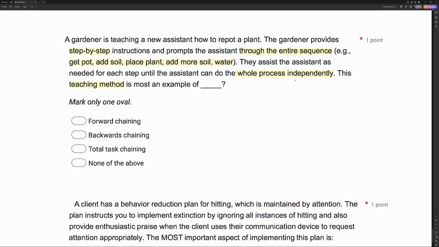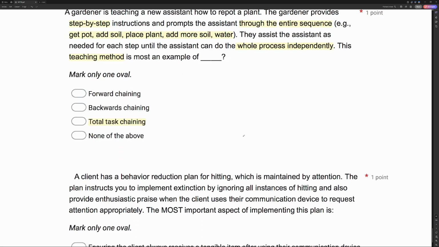With total task chaining, you're going through the sequence and only providing assistance as necessary. With forward chaining, you're teaching that first step and then prompting through the rest. Then the first and second, prompting through the rest. Backwards, it's the opposite. Total task, we're going through that entire sequence every time until they can do the whole process independently. Notice they're not stopping at a certain point in the beginning or at the end and teaching that individual step. They're just going through the process and then working on the steps as needed.